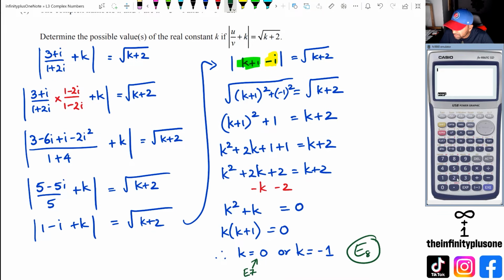Merit is reaching stage 1, so that's going to be this right here. For achieve, expressing u over v in the form of 1 minus i. So right here is where you're looking at getting that achieved for this question. So that's question 1 there, folks. On to the next one.